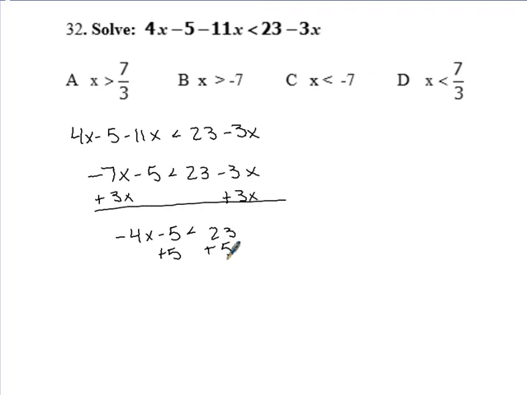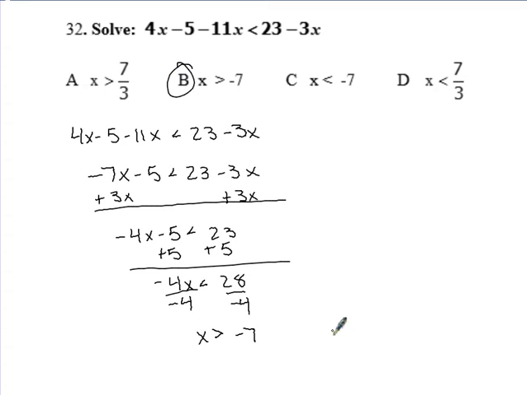Add 5 to both sides so I can get x by itself. Negative 4x is less than 28. I'm going to divide by negative 4. When I divide by negative 4, I have to flip my inequality sign. That's the big but theorem. 28 divided by negative 4 is negative 7. So x is greater than negative 7.